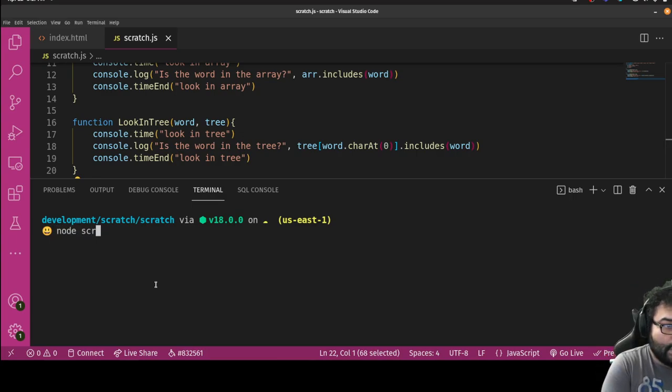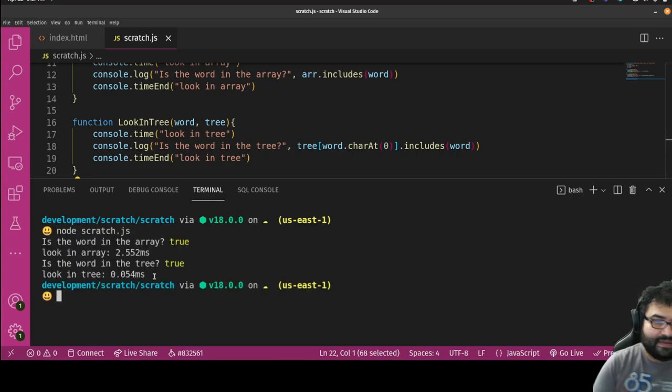So node scratch.js. When we look in the array, it sees the word is in the array, so it did actually find the word, and it took 2.5 milliseconds. While looking through the tree was not even a fraction of that.